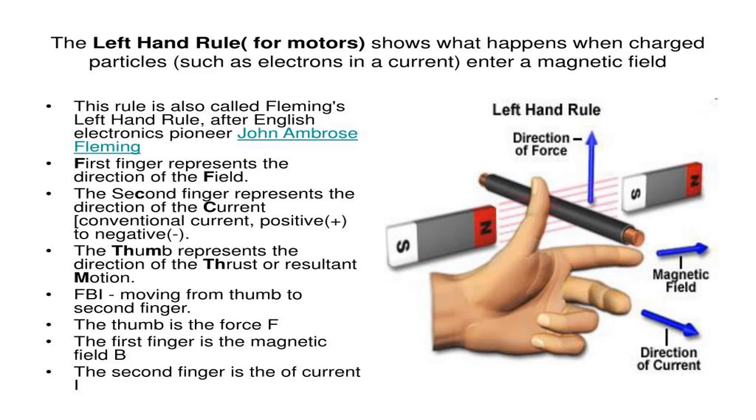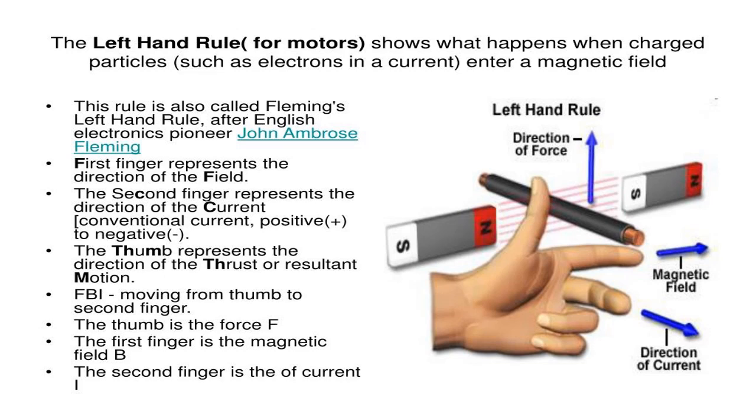Fleming's left hand rule is for motors, which gives the direction of force on the conductor. As you know, the motor principle: whenever a current carrying conductor is placed in a magnetic field, it experiences a force. So the direction of force is determined by Fleming's left hand rule.